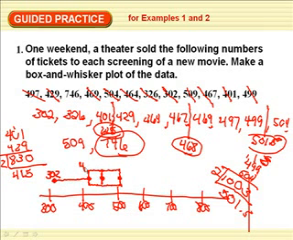And I need to label these: 415, 468, and 501.5. And then my whisker here goes all the way to 796. Okay, there's my box and whisker plot.